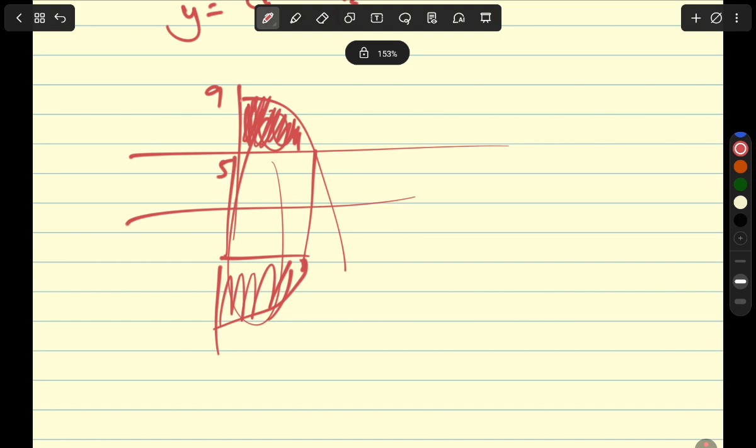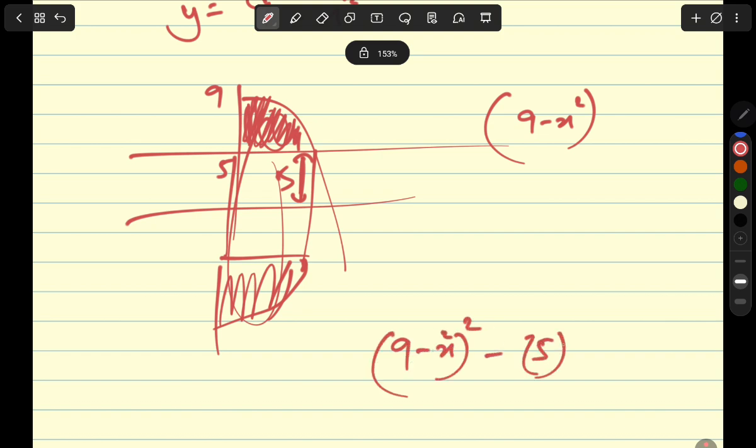So the outer radius is going to be 9 minus x squared, right? So this is the radius, and the inner radius is going to be this 5, right? So you have to do this: this radius minus this radius, and then you put the limits, whatever the limits are, from a to b. Okay, and then you have to integrate it in order to obtain the volume.